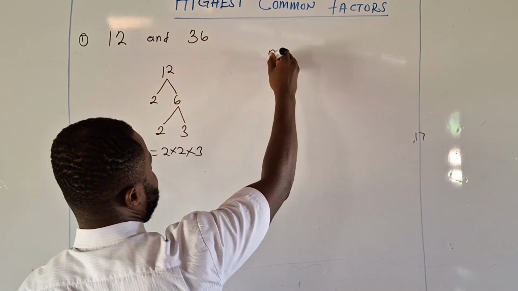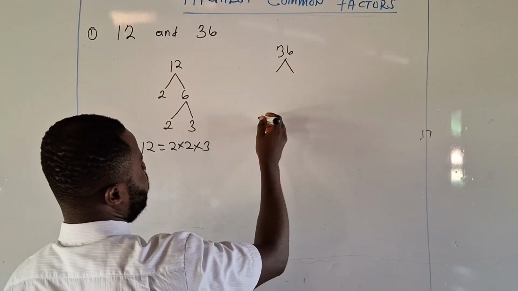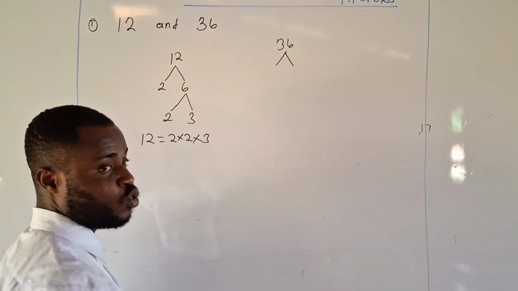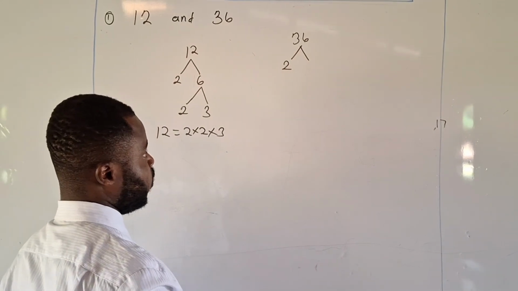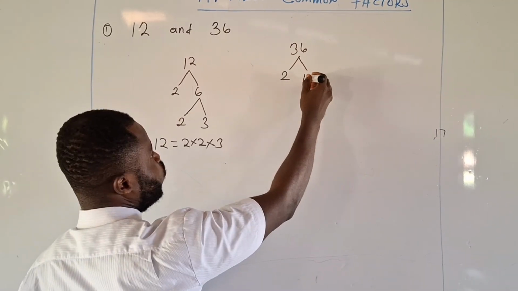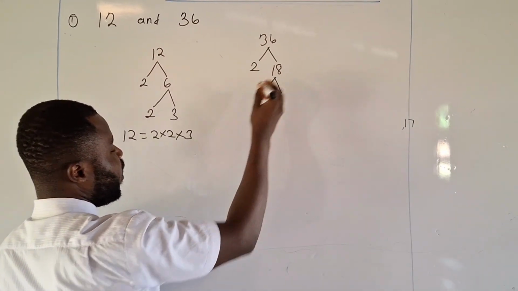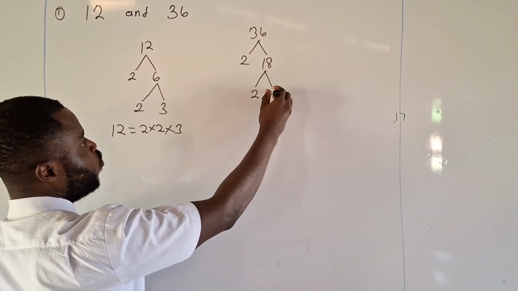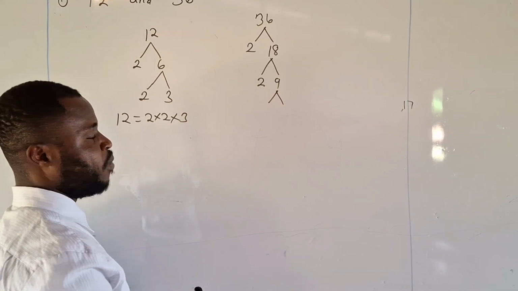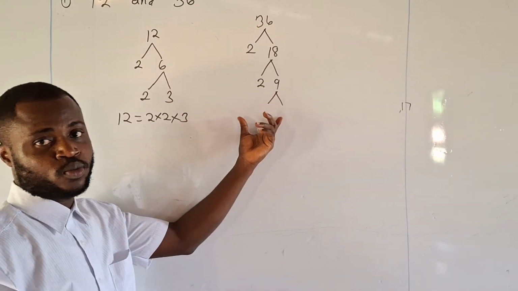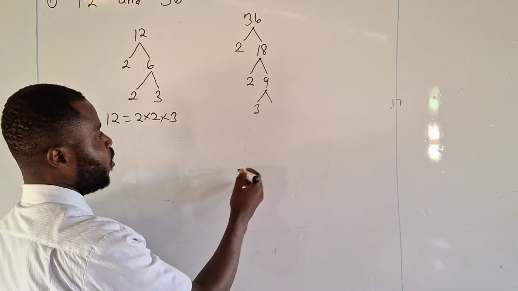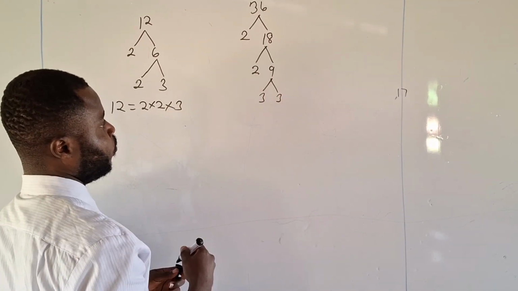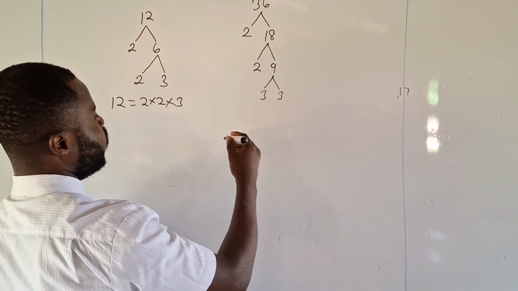Now let's come to 36. For 36, we can use 2, we can use 3. But 2 is preferable, the first one. So 2 and what will give you 36? 2 and 18. Now with the 18, we can also have 2 and 9. Now with the 9, we can't use 2. 2 cannot multiply with a number to give you 9. So the next prime number we use is 3. 3 and what? 3 and 3. So these are the numbers we have.